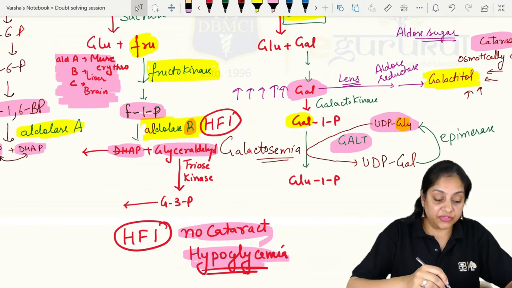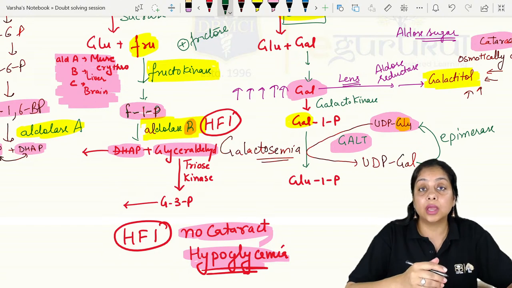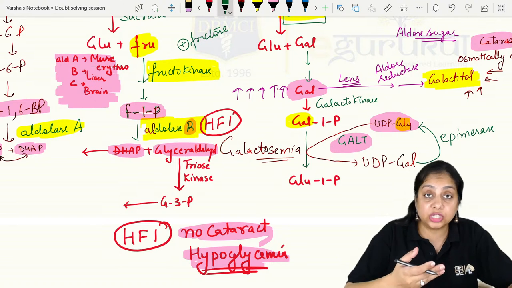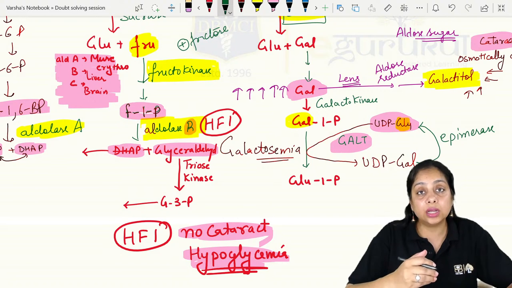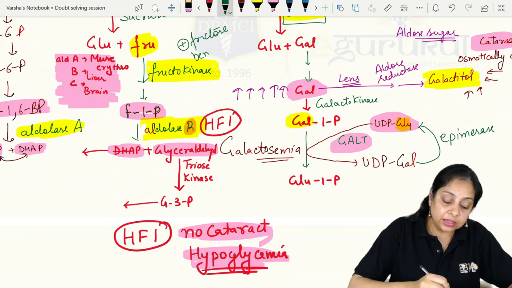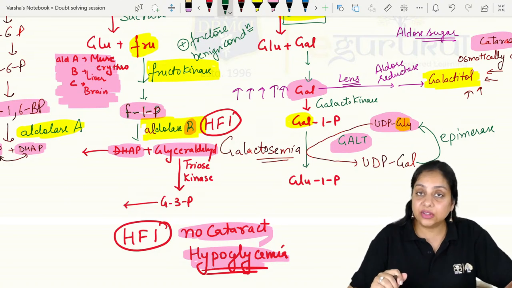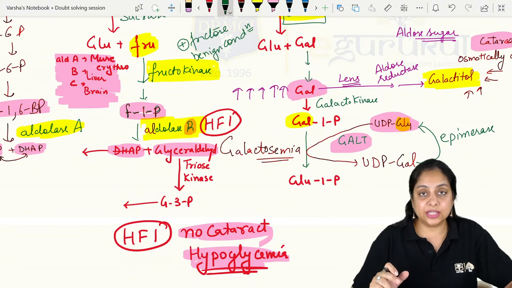Right? Fructokinase deficiency leads to what? The positive fructose test in the urine. In the urine, fructose will come out, but this is a benign condition. You won't notice it unless the patient's urine sample has come to the lab and we have checked it and figured out there is fructose in the urine sample, but there are no symptoms as such. So we call it a benign condition. Not harmful as such, but then the fructose diet should be controlled. But aldolase B deficiency is going to give rise to hereditary fructose intolerance, no cataract, and hypoglycemia would be there.